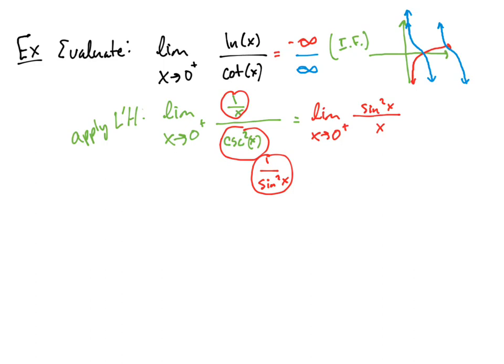Now I'm going to use direct substitution here. So the limit as x goes to 0 from the right for sine squared of x, I'm just going to rewrite this as sine of x getting squared. So sine of 0 is 0, and then 0 squared is still 0. And then using direct substitution in the denominator, I also get 0. So again, I have another indeterminate form.